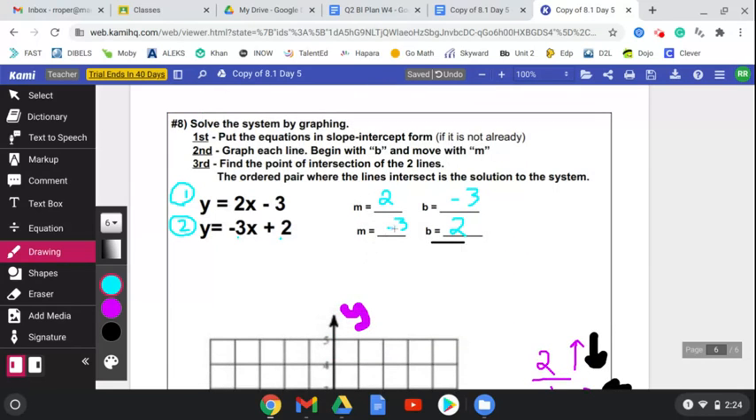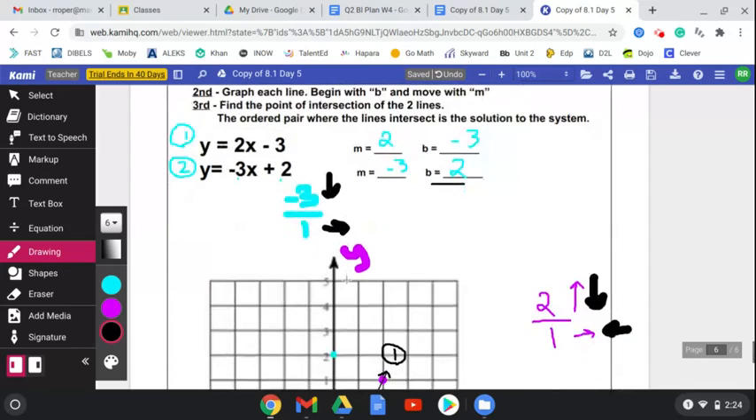Then I'm going to move with M. M is -3, so it's -3 over 1, right? That's -3 as a fraction. So this tells me if it's -3, I'm not going to go up 3. I'm going to go down 3. And if it's +1 on the bottom, that means I'm going to go right 1. So down 3, right 1 from B.